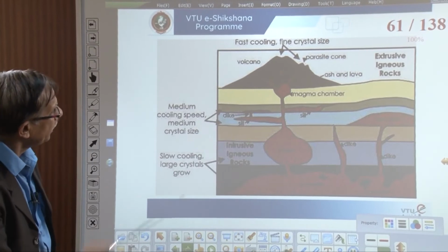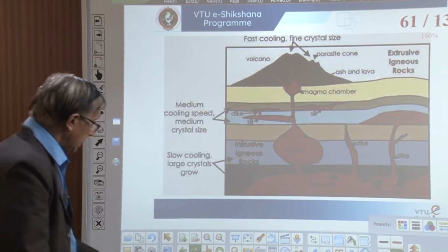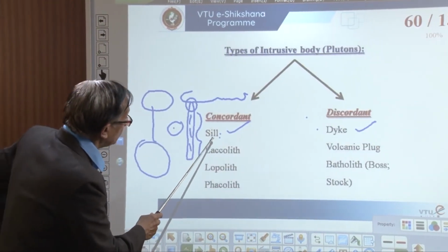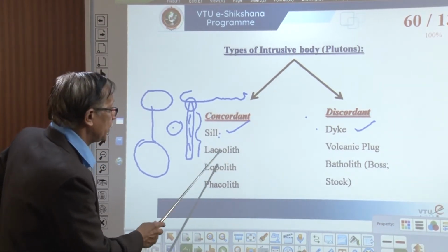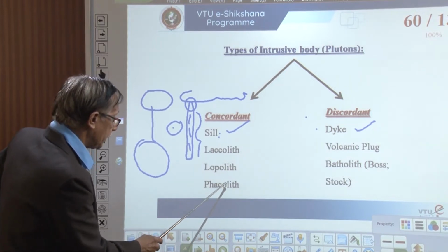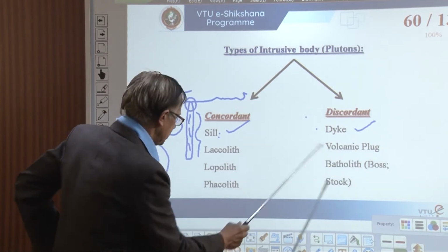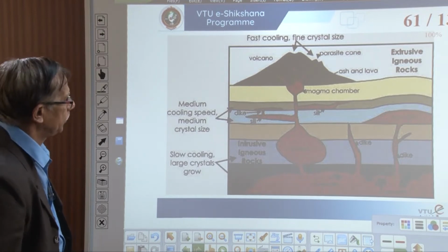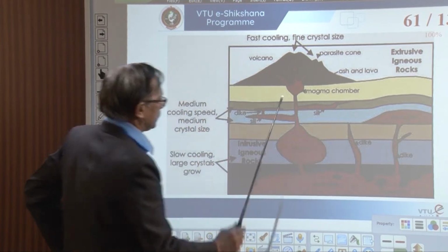We shall go further. Friends, I am trying to present this in a sketch. I invite your memory. We have a concordant, that is sill. What is concordant? You will soon come to know. Laccolith, lopolith, phacolith, discordant dike, volcanic plug, batholith, stock. Now, in this picture, once again we try to know. Example, I have presented a stock, a boss and a batholith.